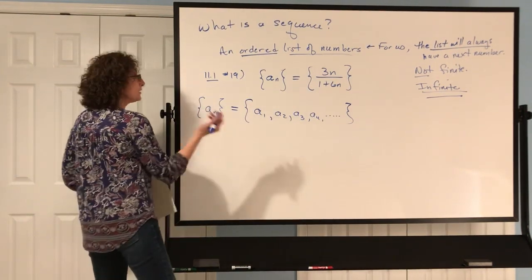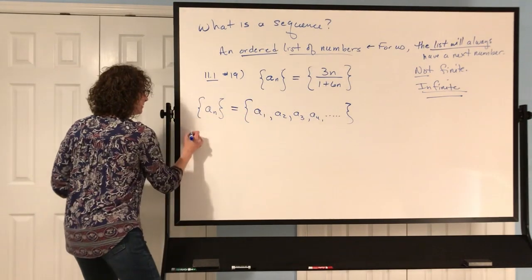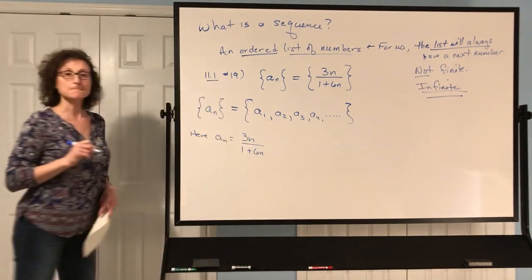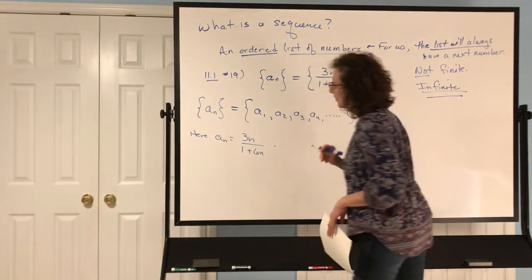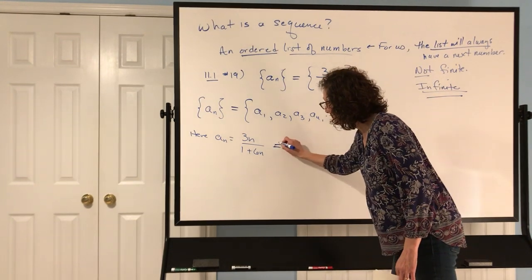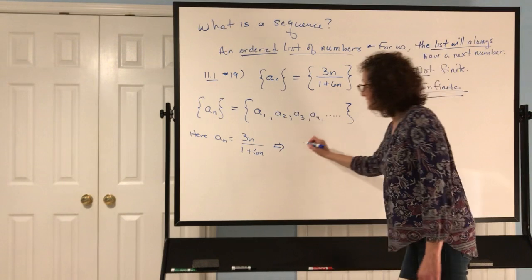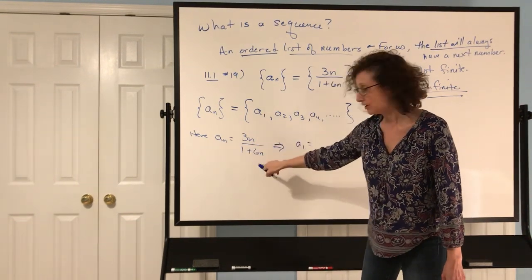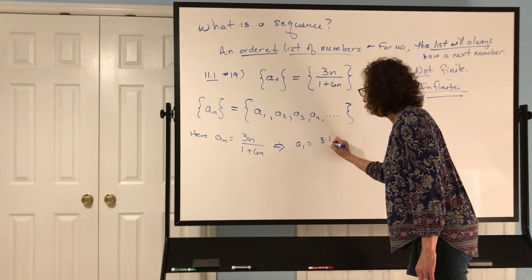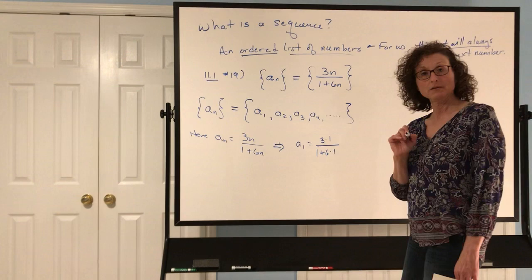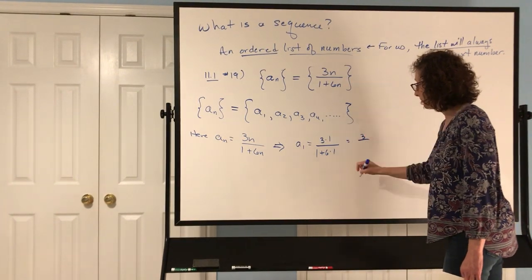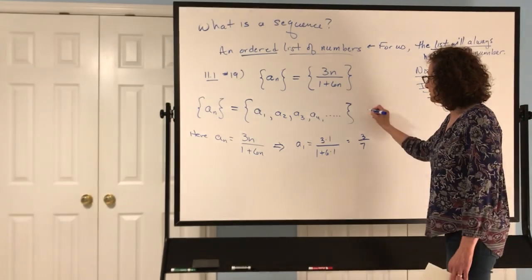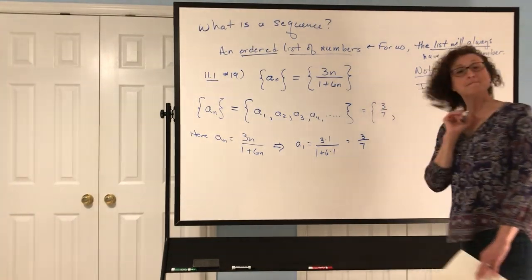So what would be a1 for our problem? For this problem, a sub n is 3 times n divided by 1 plus 6n. If I want to know what a1 is, that just means I put in a 1 where there was an n. It's just like function notation. So what do I have? 3 times 1 divided by 1 plus 6 times 1. So what is that? 3 divided by 1 plus 6, which is 7. So for this guy, our a1 is 3 sevenths. Does that make sense?